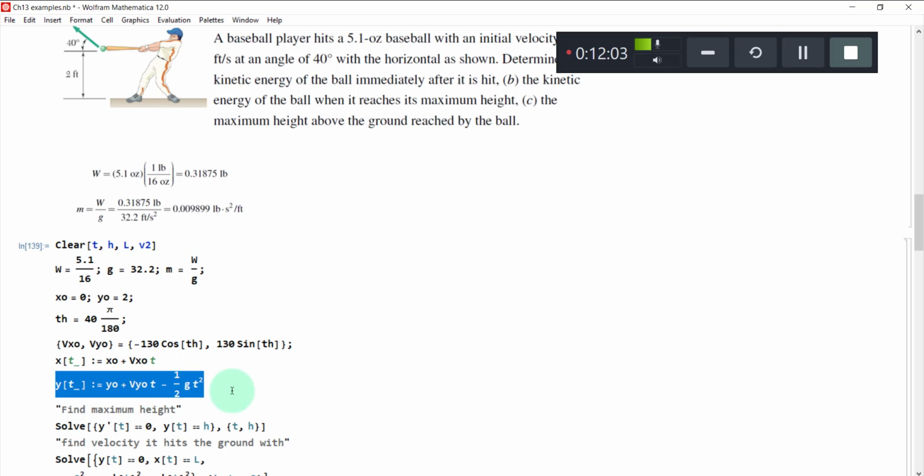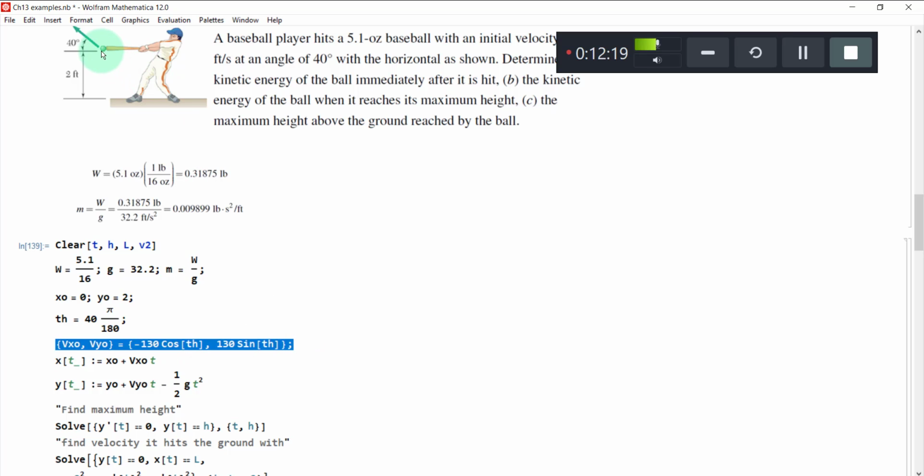If there's no force in the x direction, the velocity in the x direction is constant through the whole system. The y direction, because there's a force in the y direction, there's gravity acting in the y direction. So that means this piece of the velocity is changing. So we're going to have some starting velocity. We can break that vector into horizontal and vertical components, and then it's going to change in the y direction.